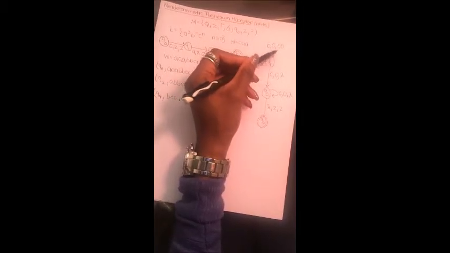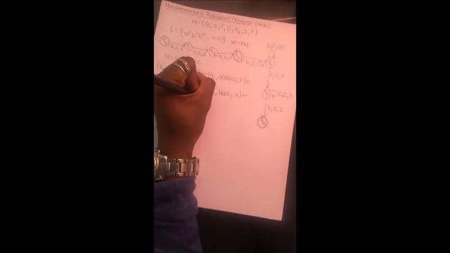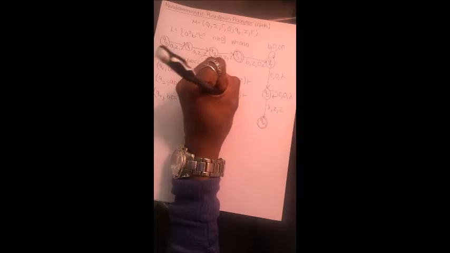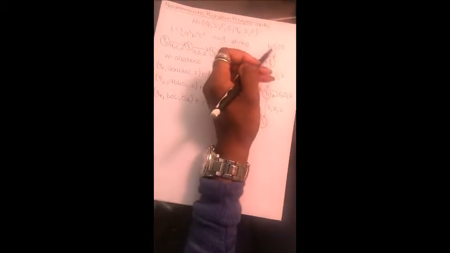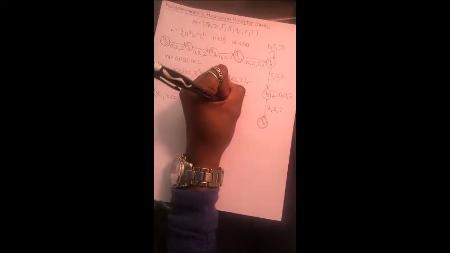Now, we're at Q4 and we want to read in a B. Remember, we had the loop because we don't know how many B's we will read in. So we're going to stay at Q4 because it's a loop. And now our string is CC. And this 0 was replaced with 2 zeros. So now our stack is 00Z.